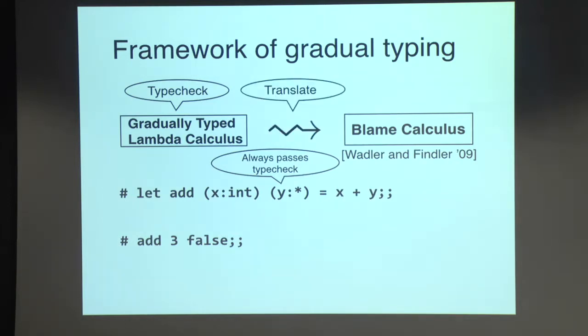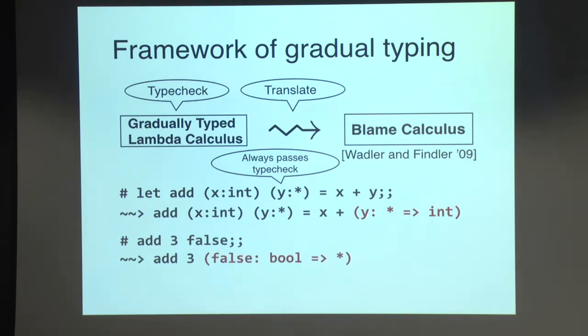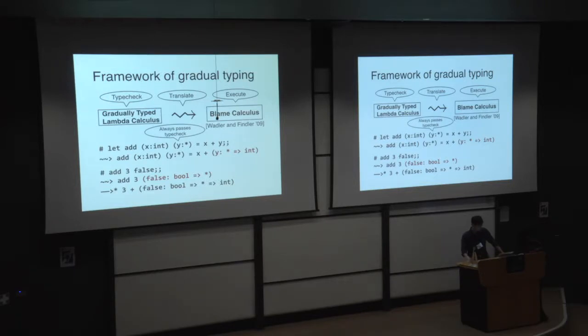Then terms are translated to the blame calculus by inserting casts to perform dynamic type checks. So the first example gets a cast from star to int, and a cast from bool to star is inserted into the second example. And finally, terms are executed in the blame calculus. The second example is reduced as follows. First, the two arguments are substituted, and here bool is not equal to int, so it raises blame, a runtime error. Okay, this is the standard framework of simply typed gradual typing.